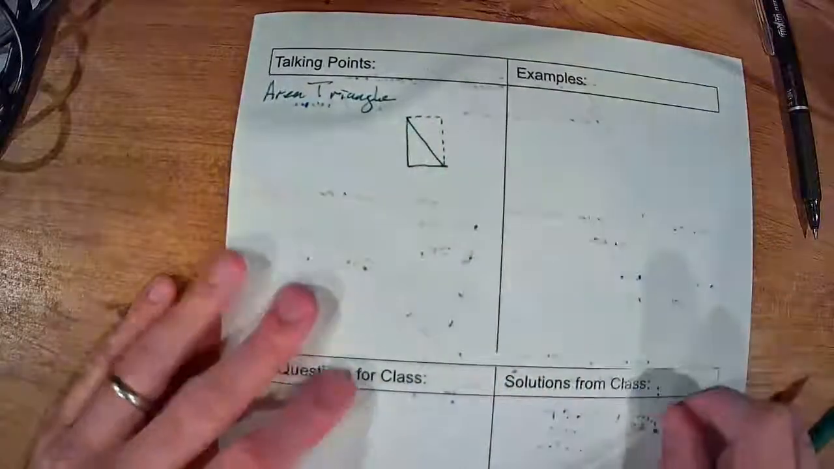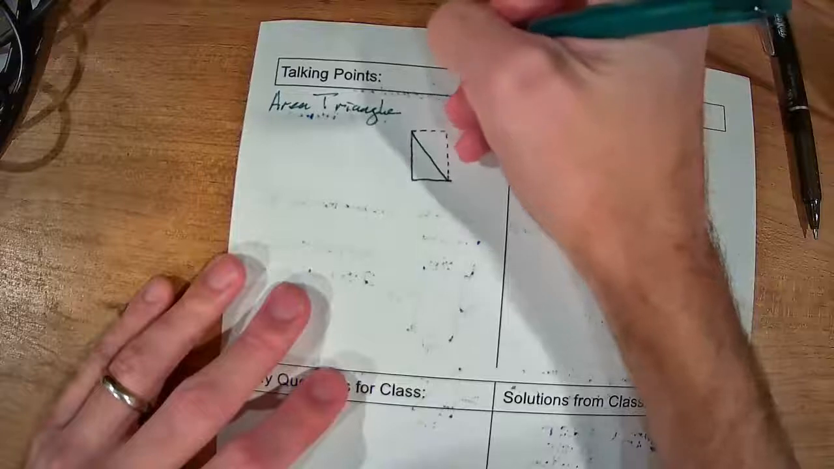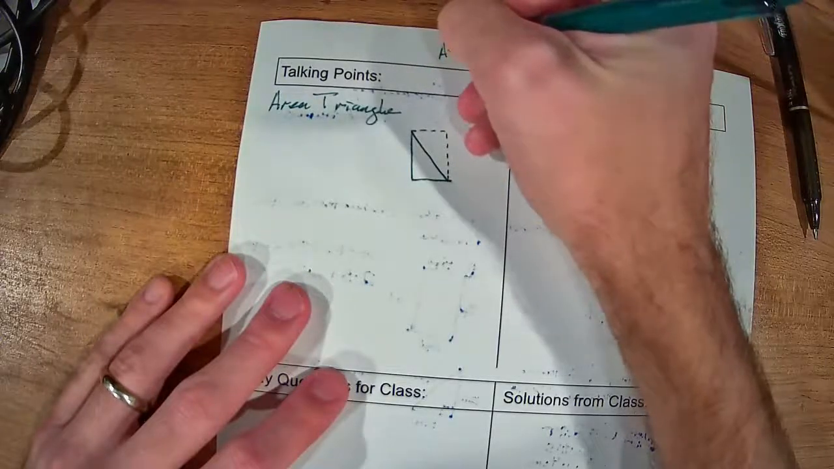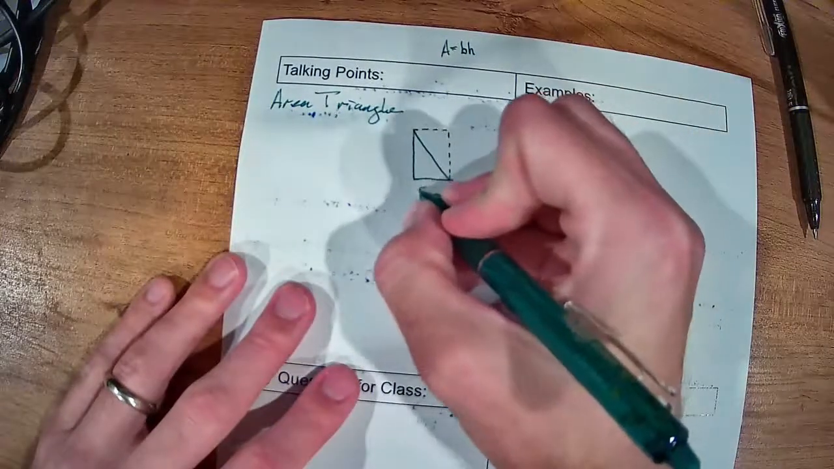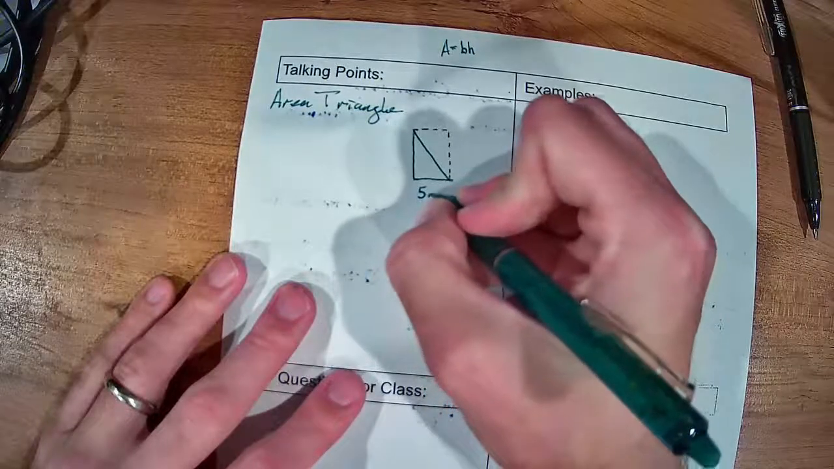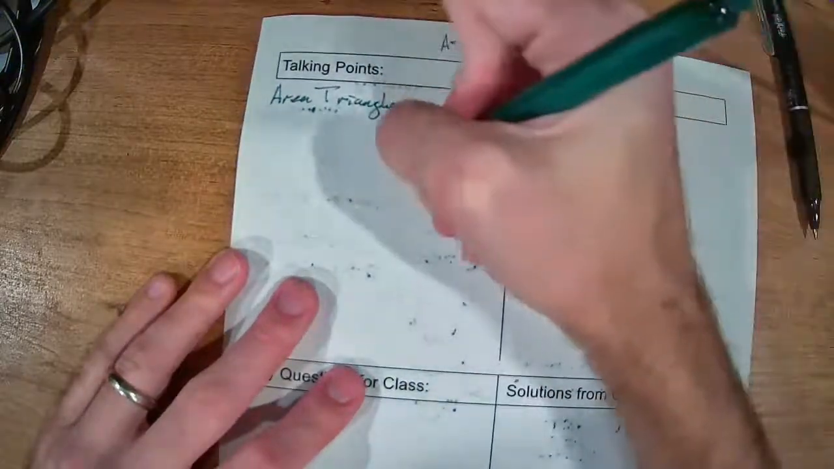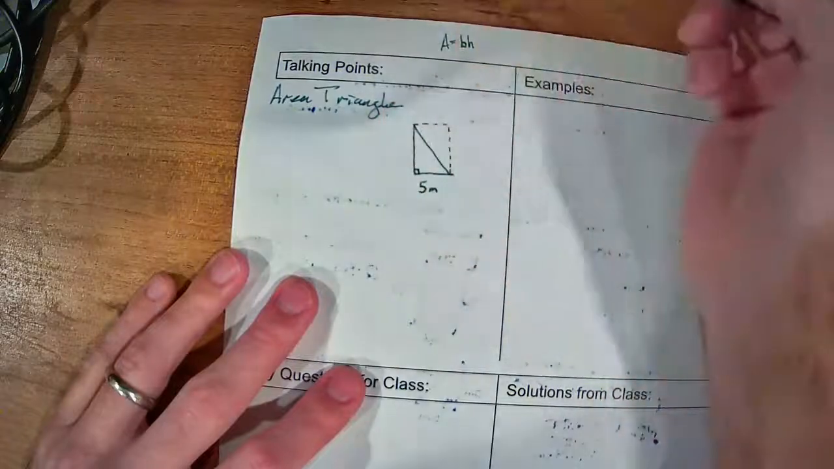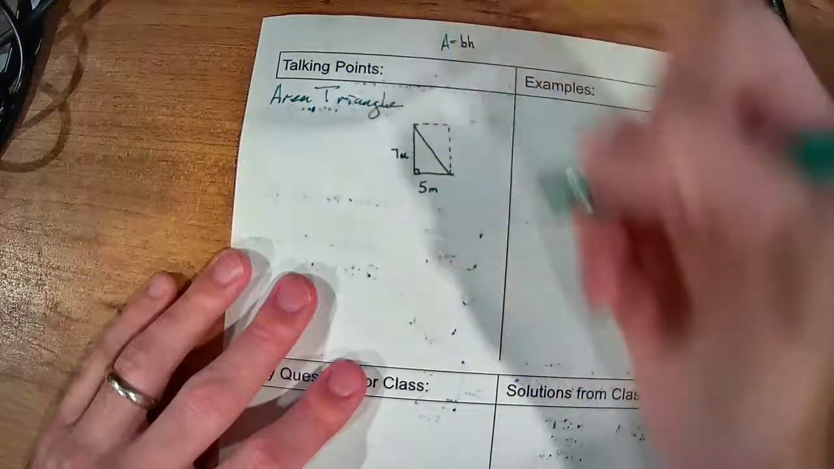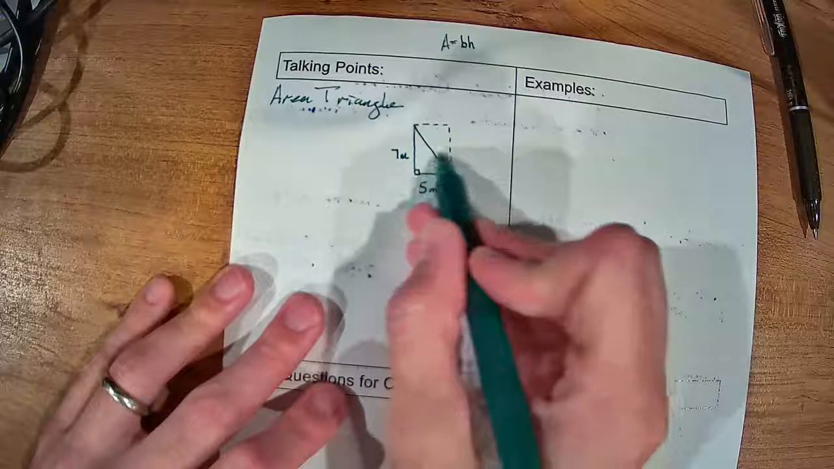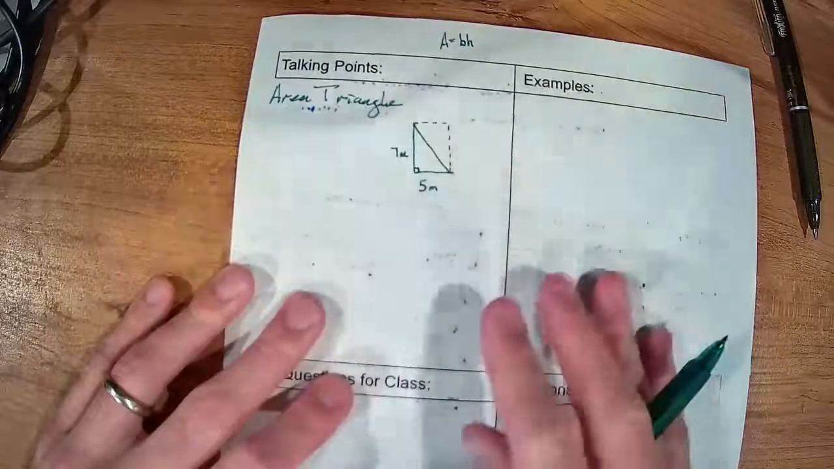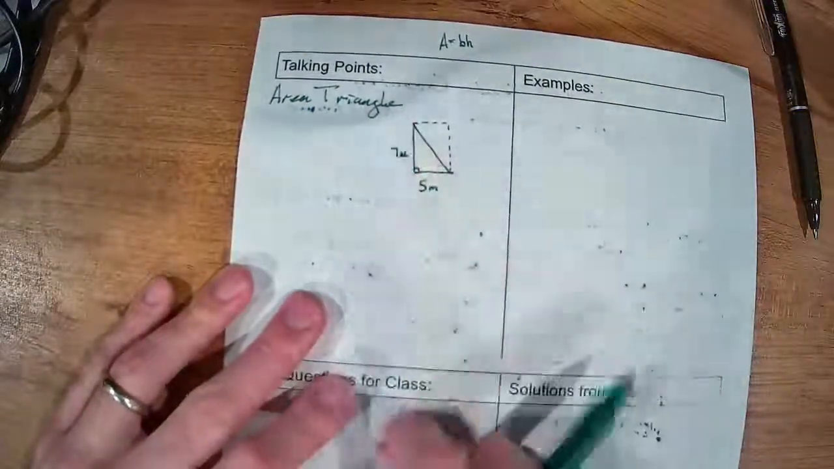I know the area formula for a rectangle. I'm going to write it up here. Our area formula for this would be base times height. Well, notice, here's my base. So maybe this is 5 meters. And maybe my height, this leg of our right triangle, maybe this side is 7 meters. Well, notice if I did base times height, that would find the area of the entire rectangle. And I don't want all of it. I just want this much.